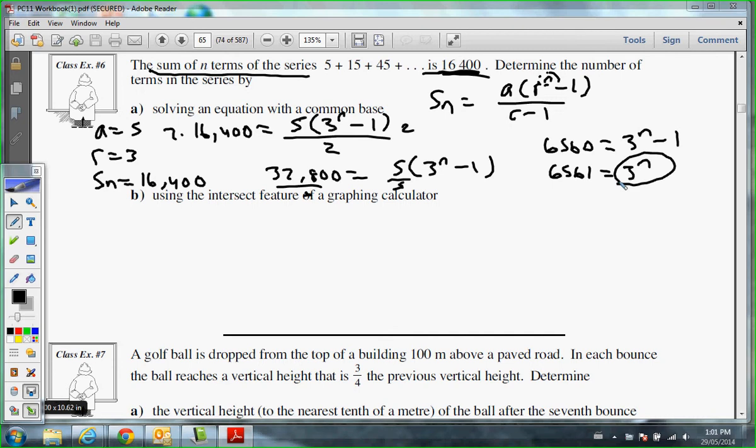Okay, I try 8, and just keep working up until you hit it. Somebody help me out there and tell me where we get there. Oh, wait, never mind, I gave you the answer. I think it is 8. So 3 to the 8th equals 6561. So that means n equals 8, so it's the 8th term.